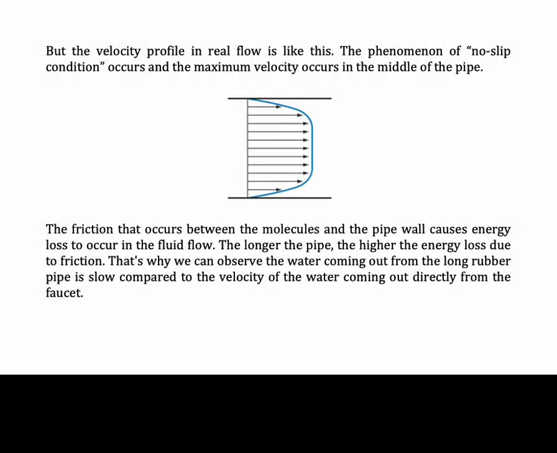The friction that occurs between the molecules and the pipe wall causes energy loss in the fluid flow. The longer the pipe, the higher the energy loss due to friction. That's why we can observe that the water coming out from a long rubber pipe is slow compared to the velocity of the water coming out directly from the faucet.